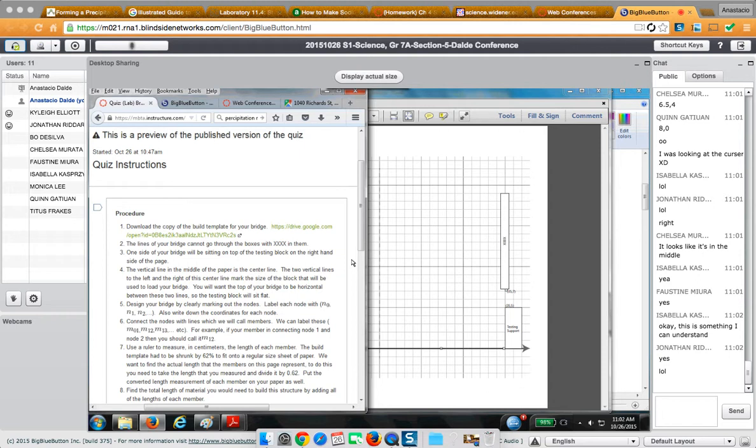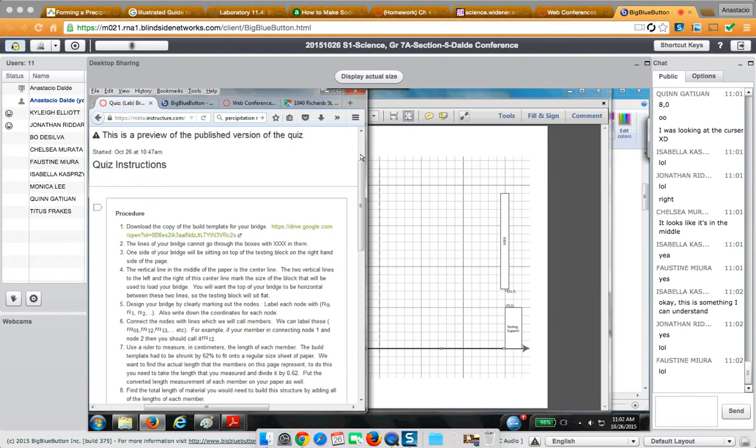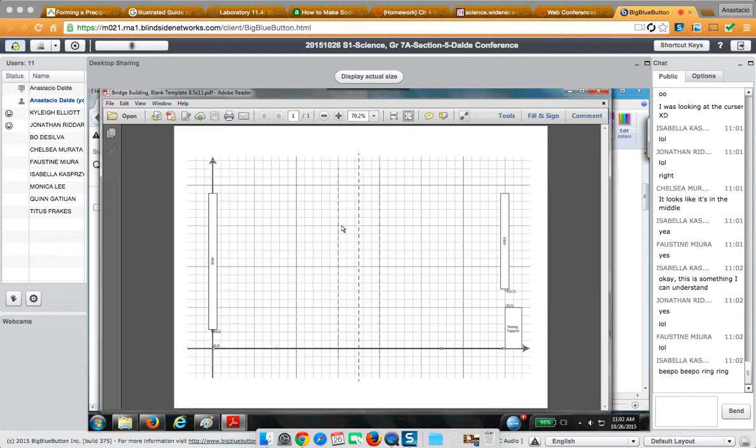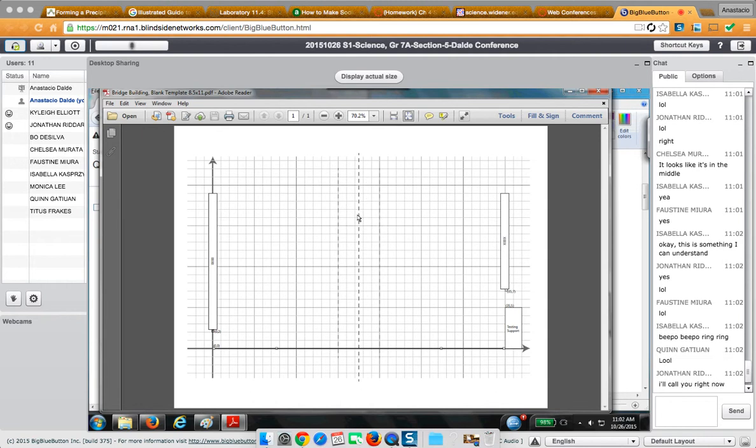All right, so the center of the bridge, this center testing line is basically your center portion. And then what we're going to do is we're going to place a loading block somewhere around here. And then that's going to pull straight down on the bridge.